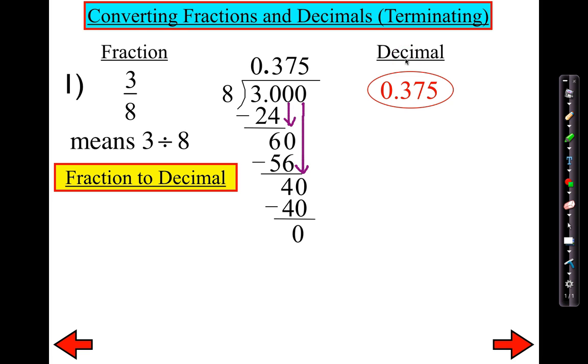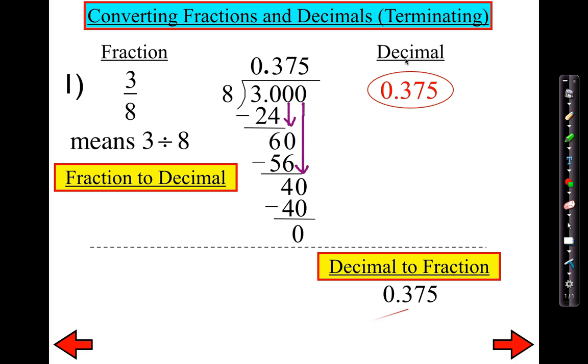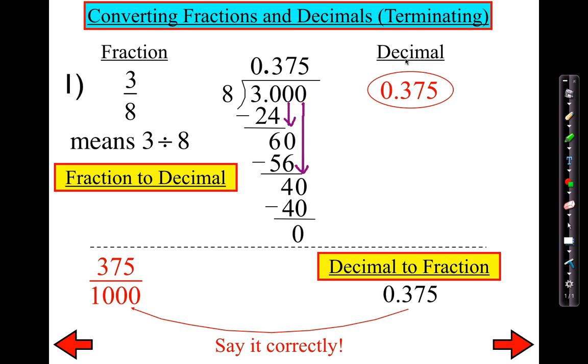Now, what if I asked you to go backwards? Which means, what if I wanted you to start with a decimal and turn it into a fraction? Now, what would you do? Well, first you're going to have to read it correctly. Here, I would read that as 375 thousandths. And simply by reading it correctly, I'm able to figure out how to write it as a fraction. Again, I said 375 thousandths. And there you have it.